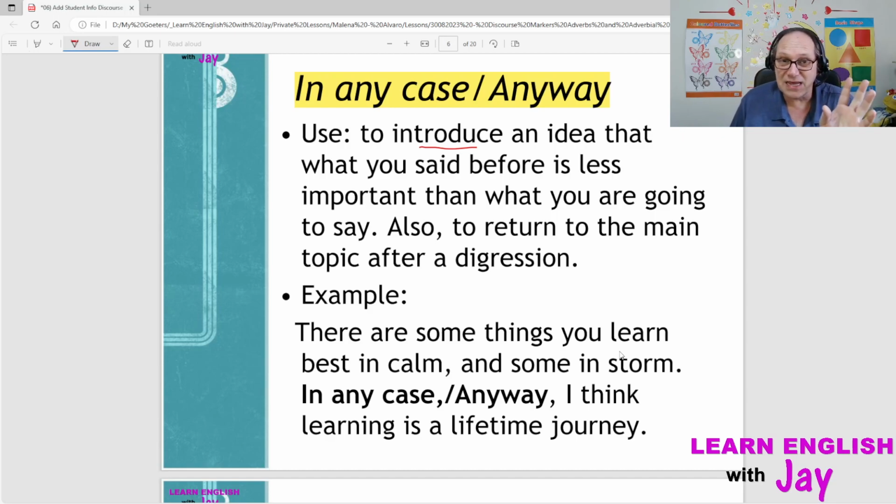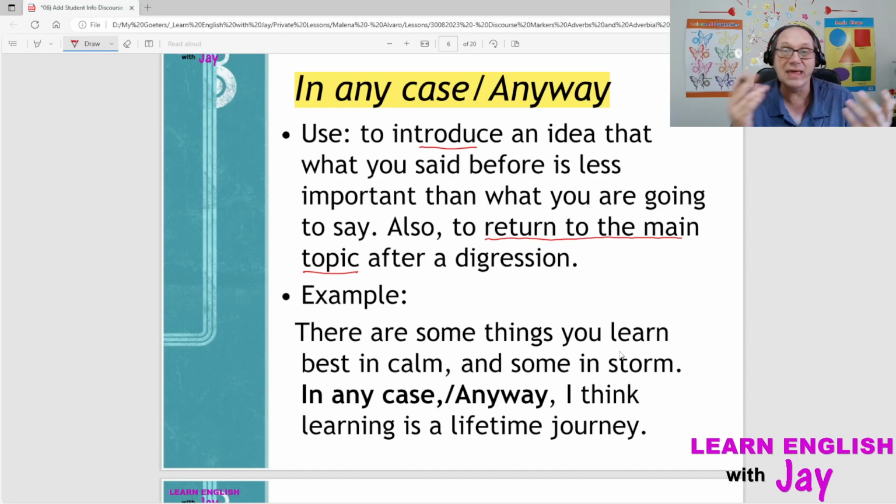All right, so what's said isn't so important, but what I'm going to say now is important. Also, it is used to return to the main topic after a digression. So, for example, a lot of times you might be in a conversation talking about soccer, and the conversation goes on to sport, and then to different sports played in Australia, and before you know it, you're actually talking about rugby or cricket. Now, you started out with soccer. So when you're using in any case or anyway, you can use that to bring it back.